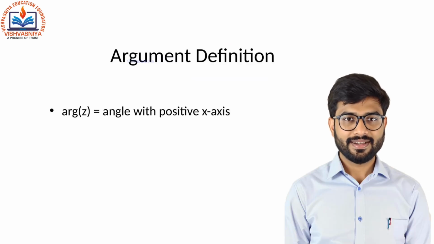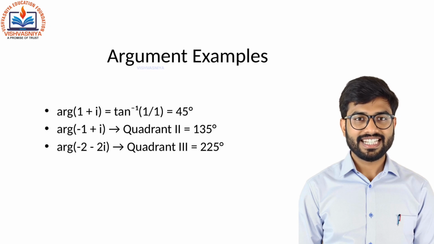Argument of a complex number. Argument of z, written as arg z, is the angle that the line joining the origin to the point makes with the positive x-axis. Examples. 1. If z equals 1 plus i, argument equals tan inverse of 1 by 1, equals 45 degrees.